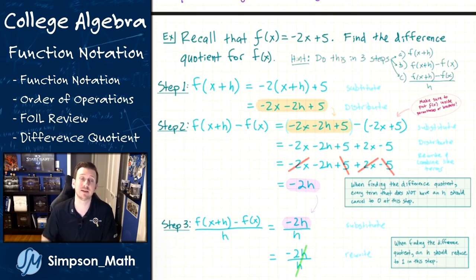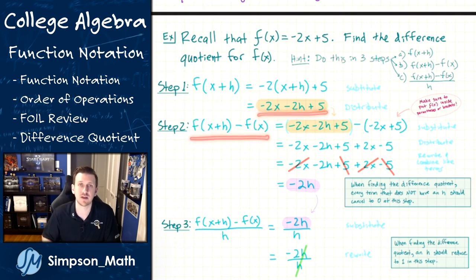So step one, what is f of x plus h? So we have negative 2, then instead of x, I'm going to write x plus h, and then the plus 5. Notice we have the parentheses there. That is non-negotiable because we're going to need to distribute that negative 2 onto both of those terms. Negative 2 times x is negative 2x. Negative 2 times h is negative 2h. And that's that. That's as far as we can simplify.